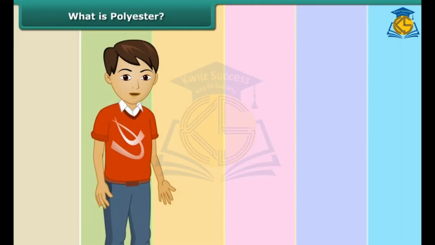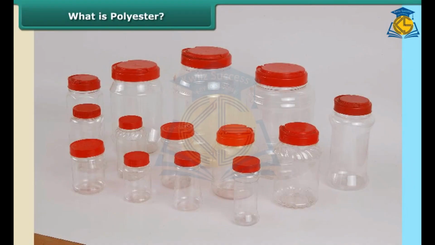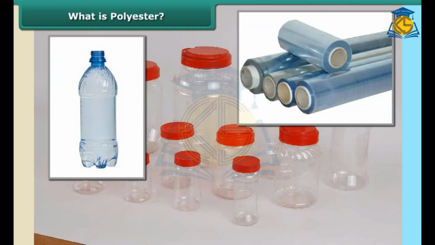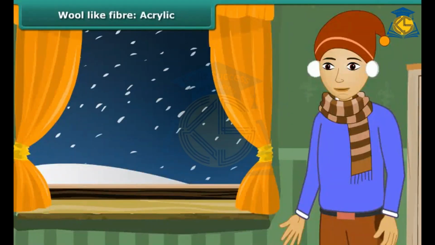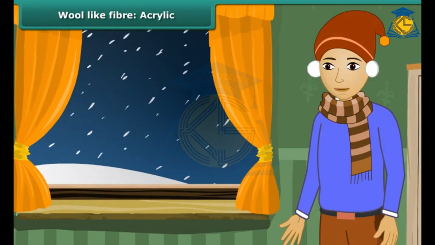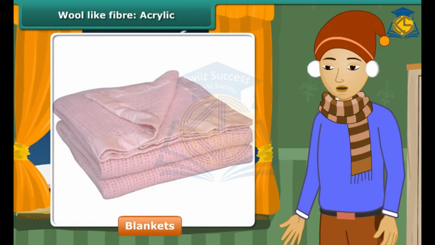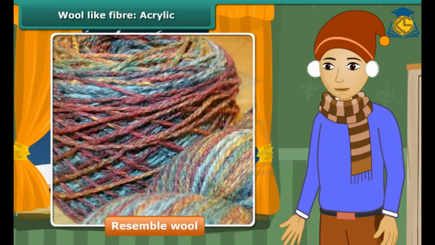Have you ever noticed that your mother always buys PET jars for storing rice, sugar, etc.? PET is a familiar form of polyester and is used for making bottles, jars, films, wires, etc. To protect us against cold winters, we wear sweaters and shawls and use blankets. Do you know that many of these are actually not made from natural wool, though they appear to resemble wool? You would be wondering how these are prepared then. Well, these are prepared from acrylic fibers.